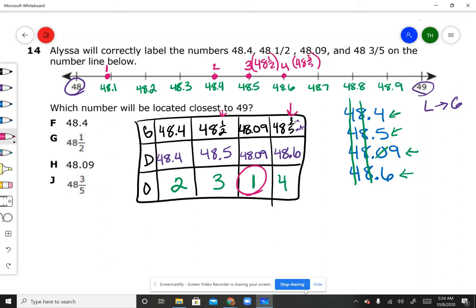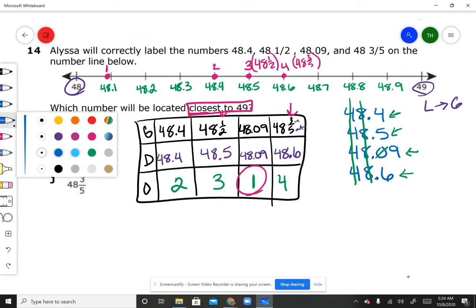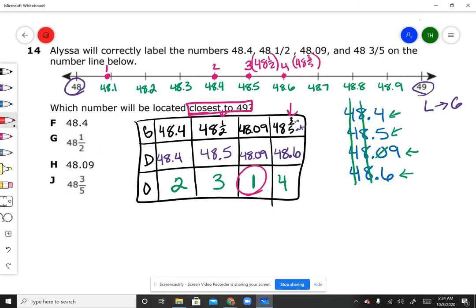I'm going to go back and read what my question asks again. Which number will be closest to 49? Okay. So if I'm looking for the number that is closest to 49, I'm going to have my greatest number, the number on the number line closest to 49, which is my 48.6 or my 48 3/5. So my answer is J.